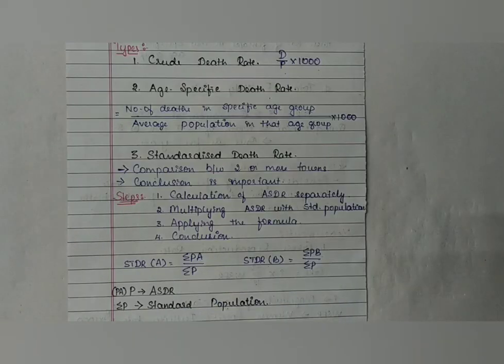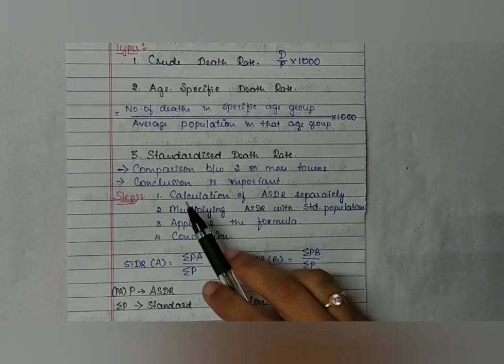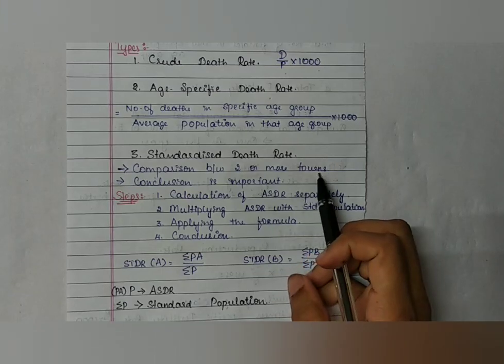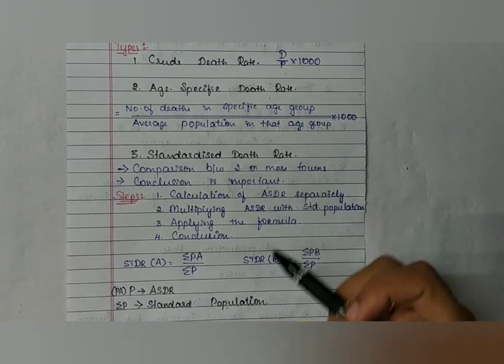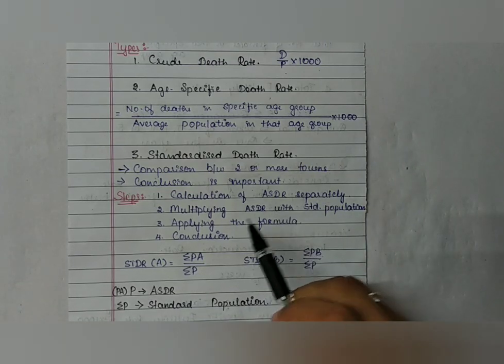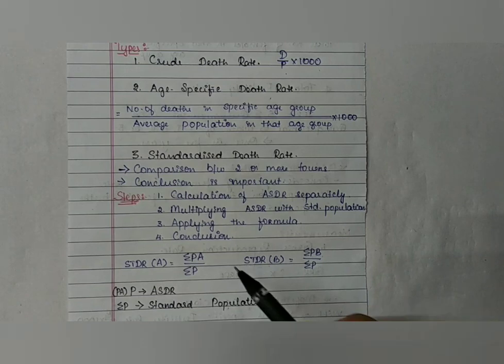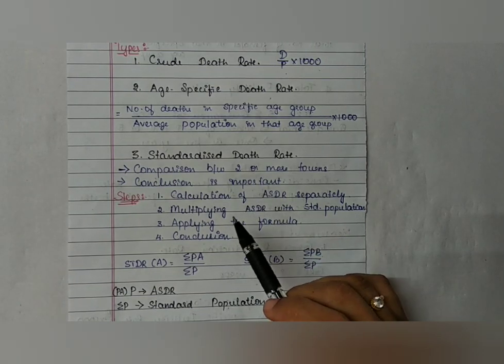Again, this is also similar to ASFR, age specific fertility rate of fertility rate. Okay. So the next one is standardized death rate. Here in standardized death rate, we are comparing between two or more towns, and at the end we will be writing the conclusion as to which town is healthier.